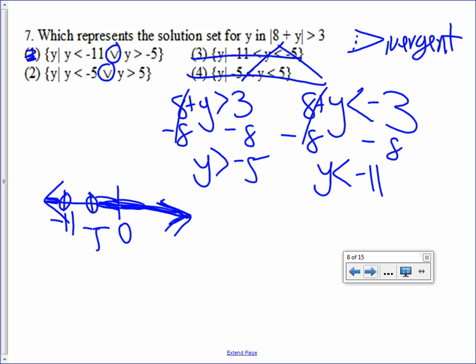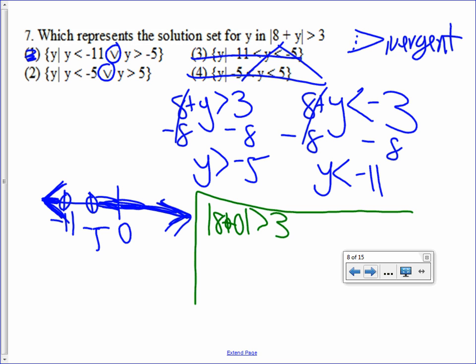So it's shaded away. Remember, you could also test 0. In this case, 0 would work. So if I want to do this by testing 0, and I plug 0 in, I would get the absolute value of 8 is greater than 3, which is true, which means 0 should be in the shaded region, which it is.